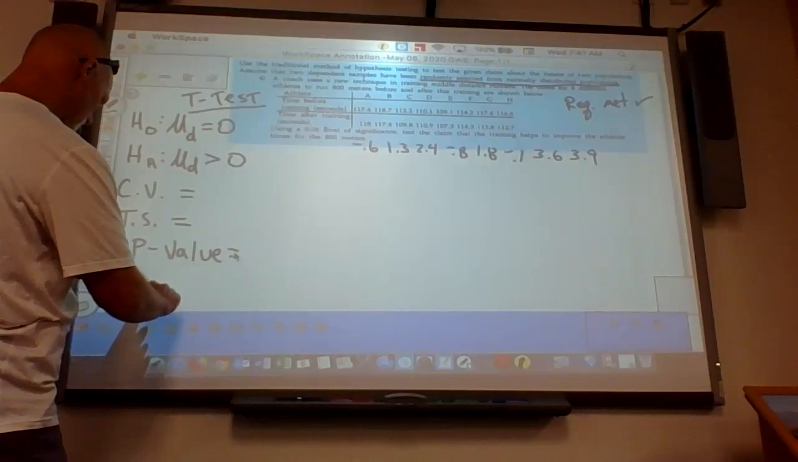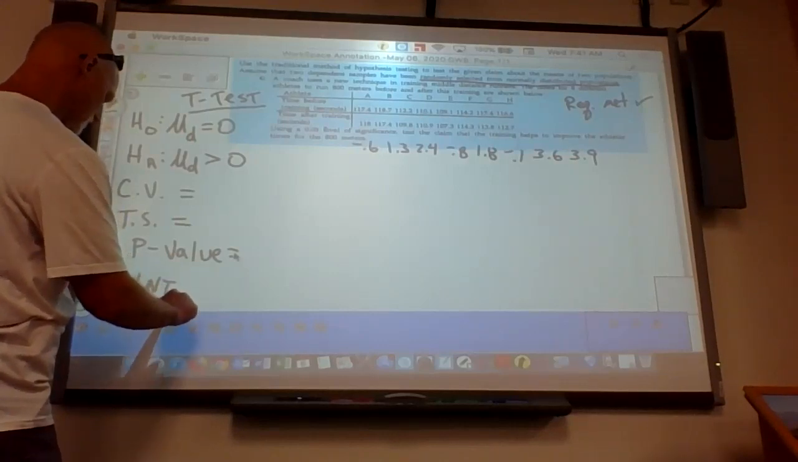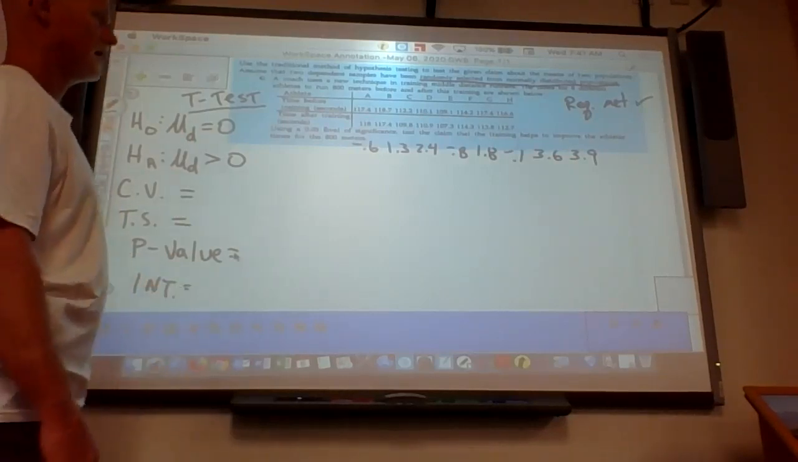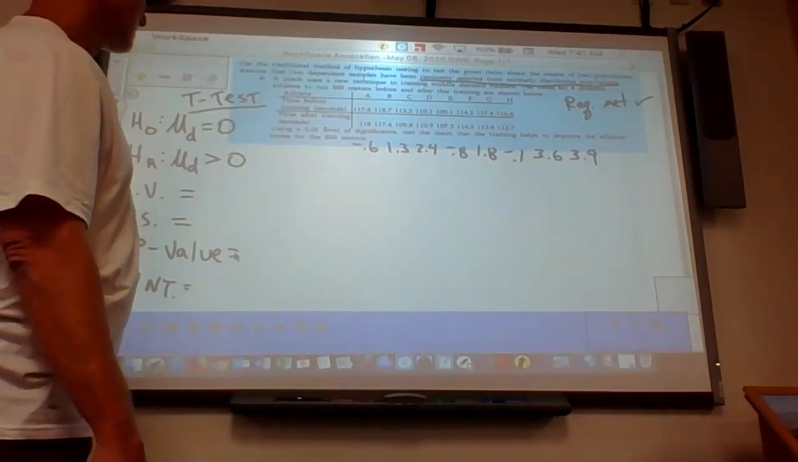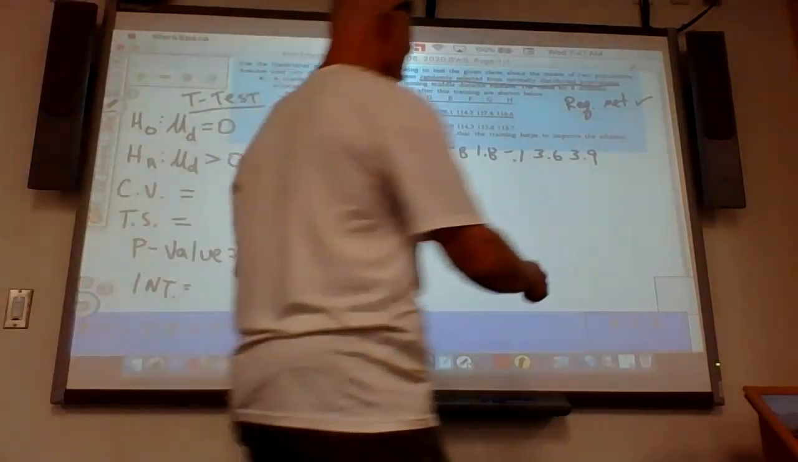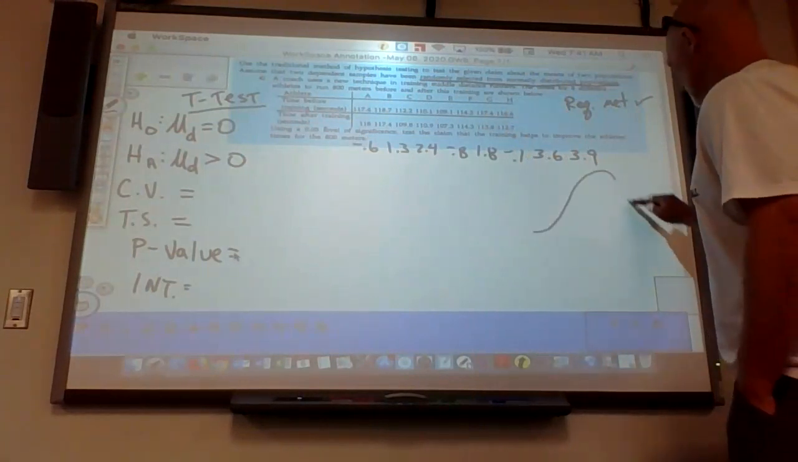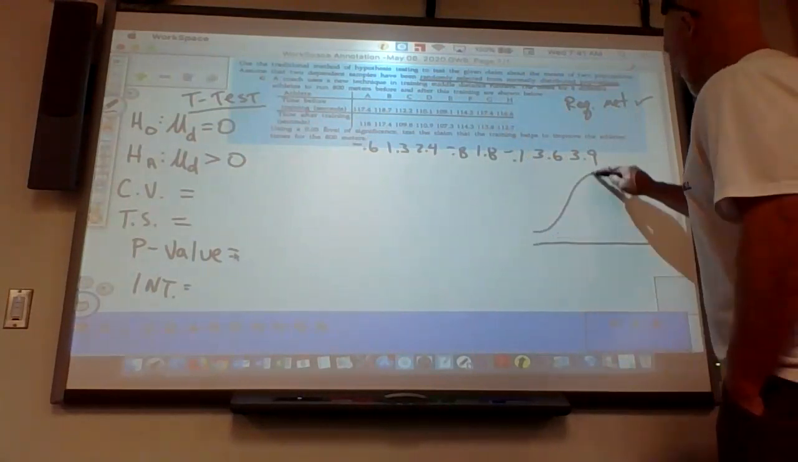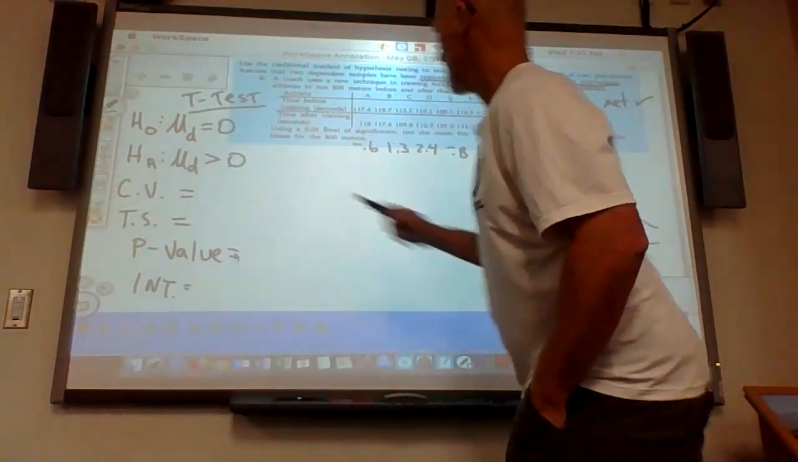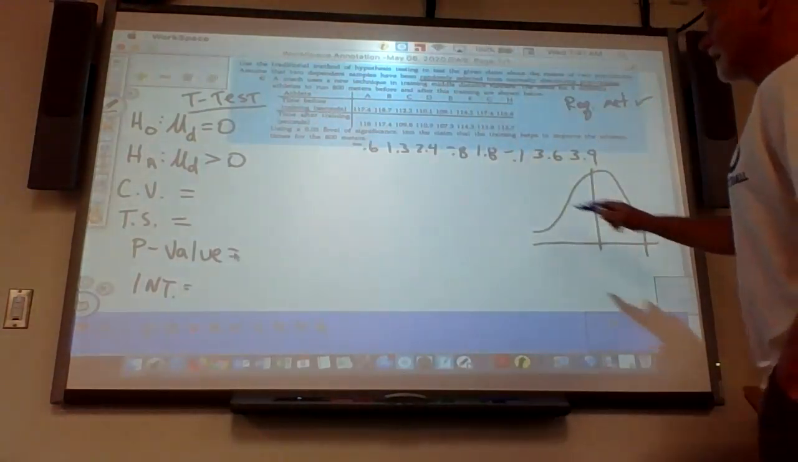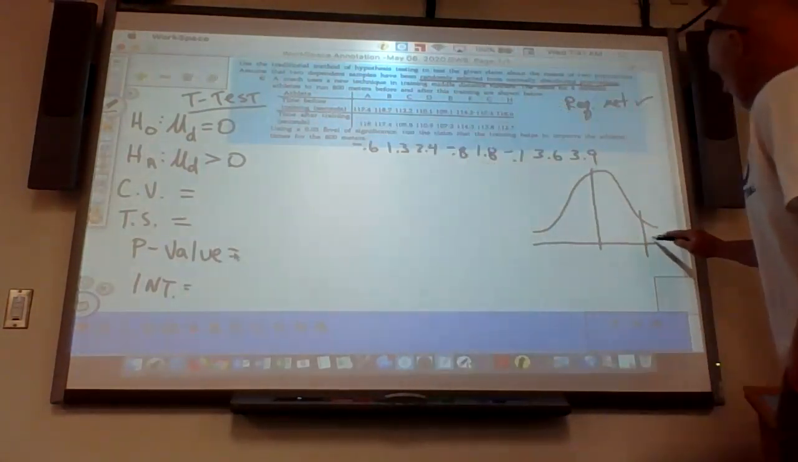And then our interval. And let's see here. So our picture needs to look like this. And because this is greater than, it's a right tail. And in this, it says we're using 0.05.